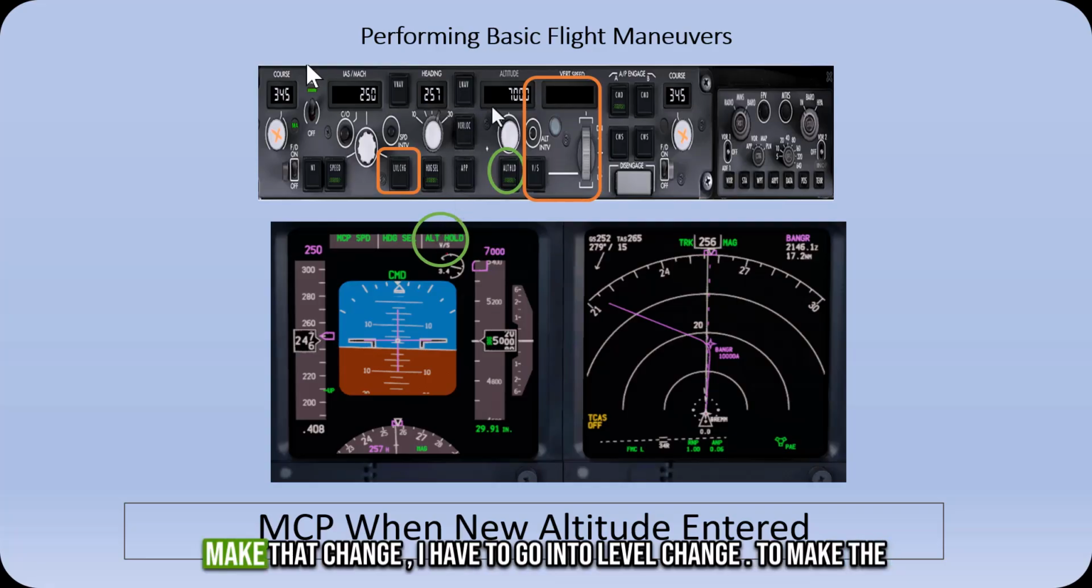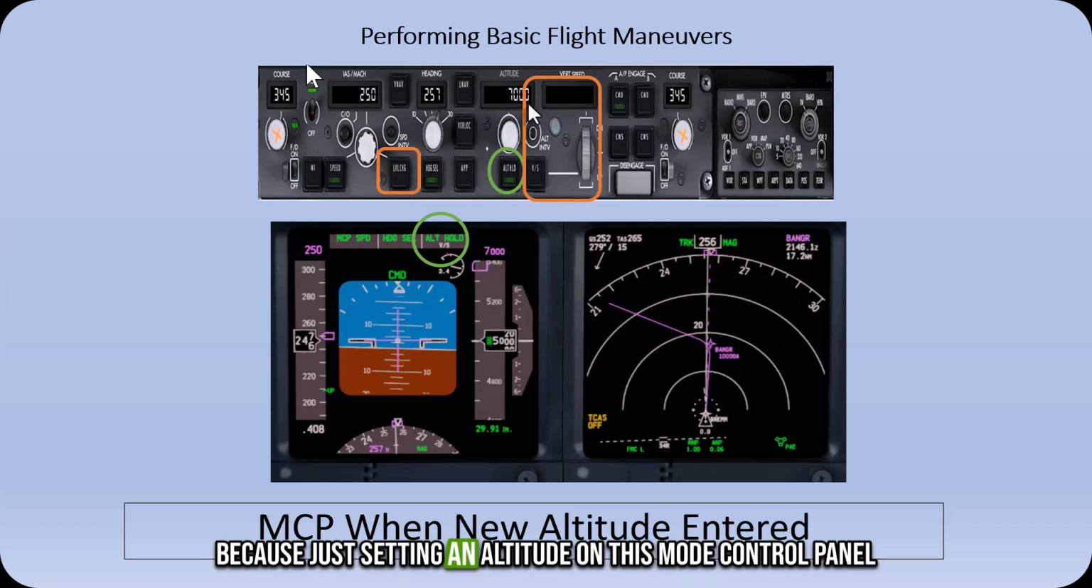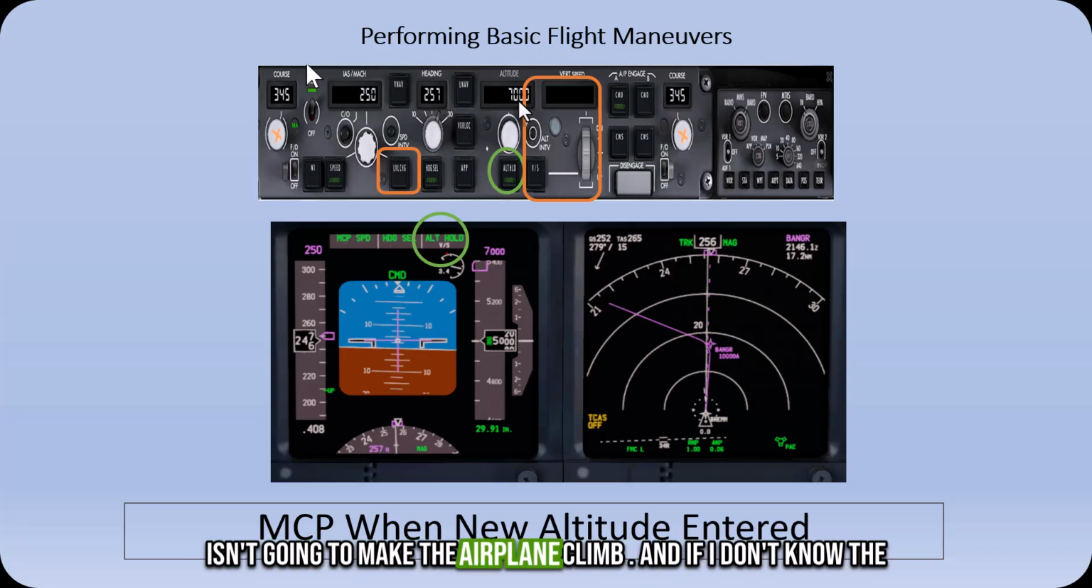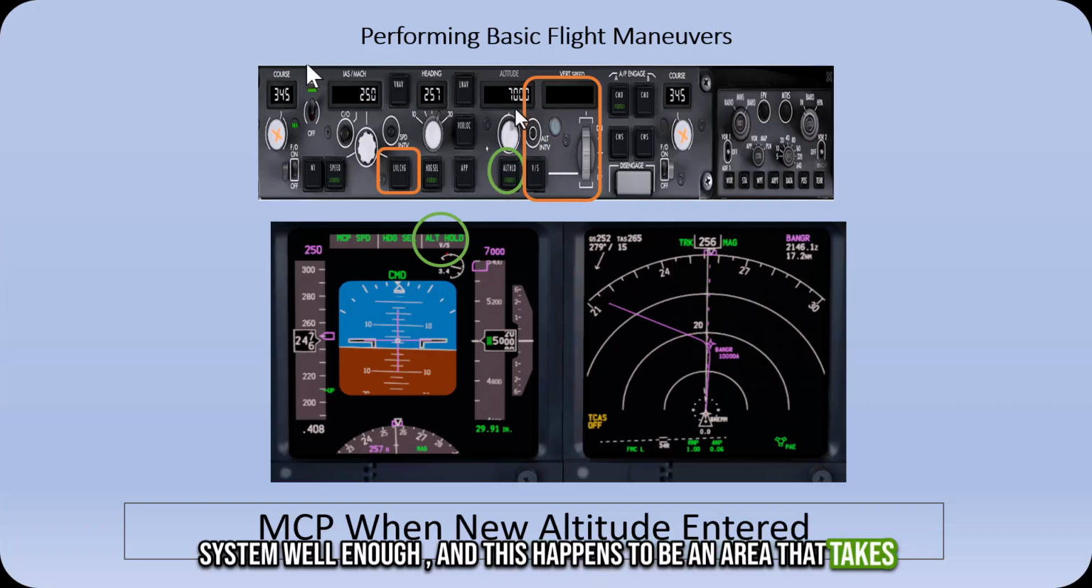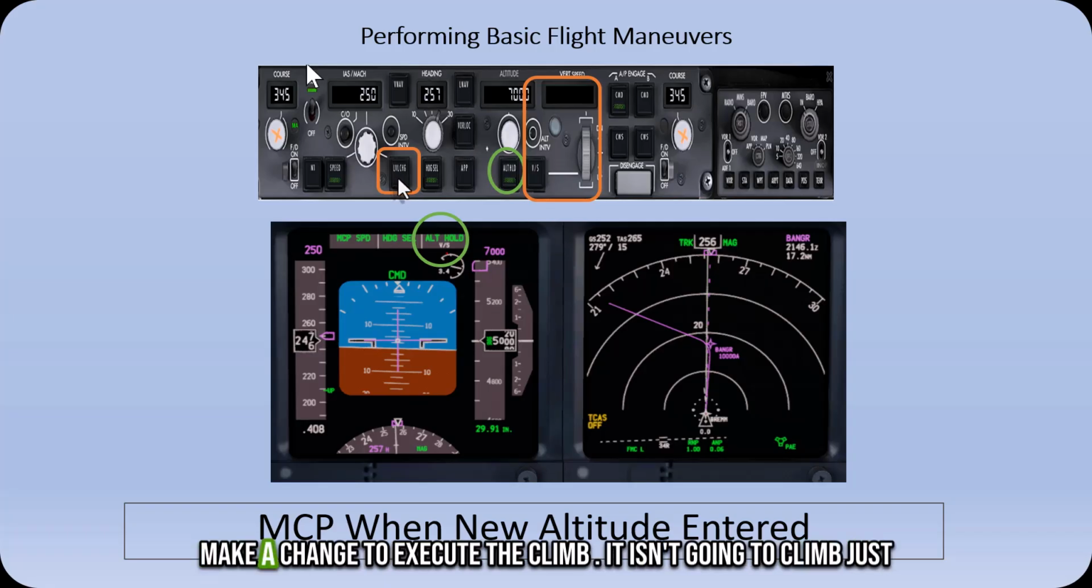Now, once I make that change, I have to go into level change to make the aircraft climb. This is where verbalization is important, because just setting an altitude on this mode control panel isn't going to make the airplane climb. And if I don't know the system well enough, and this happens to be an area that takes a while for new people to get in the habit of, I have to make a change to execute the climb.